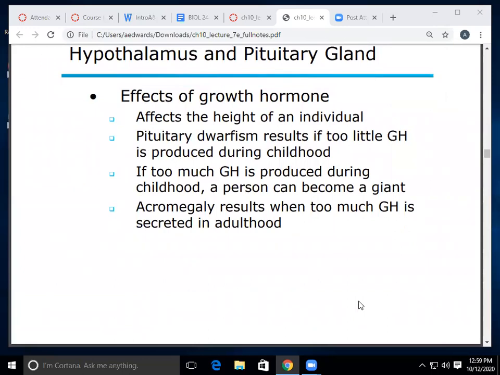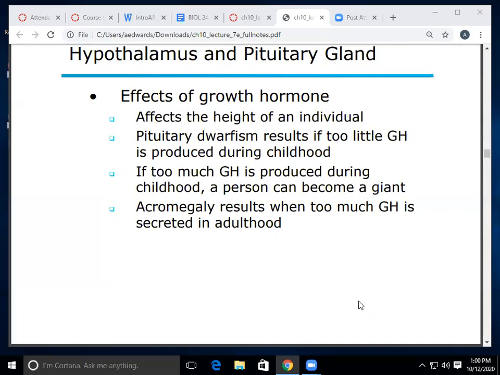All right, so we talked a little bit about these anterior pituitary glands. Let's start with one of those hormones from the anterior pituitary, the growth hormone. So as the name suggests, it influences growth. It can affect a person's height. So if a person has pituitary dwarfism, it happens when they have too little growth hormone produced during childhood. And if they have too much growth hormone produced during childhood, that person can turn out to be a giant.